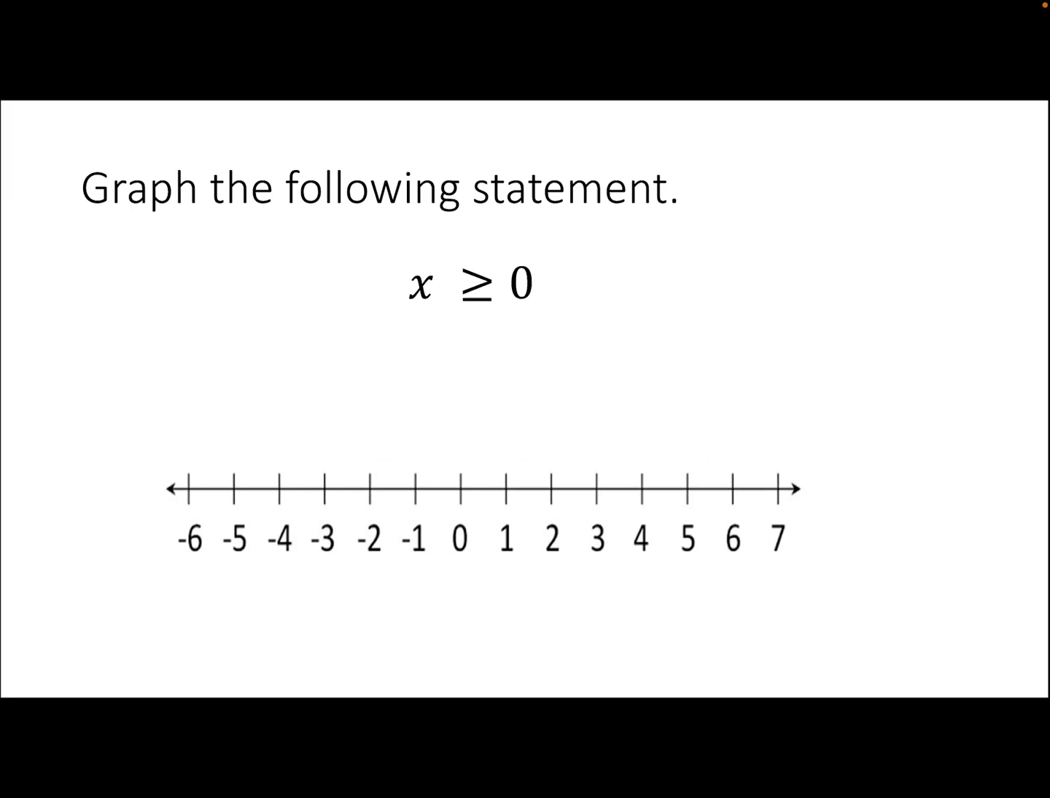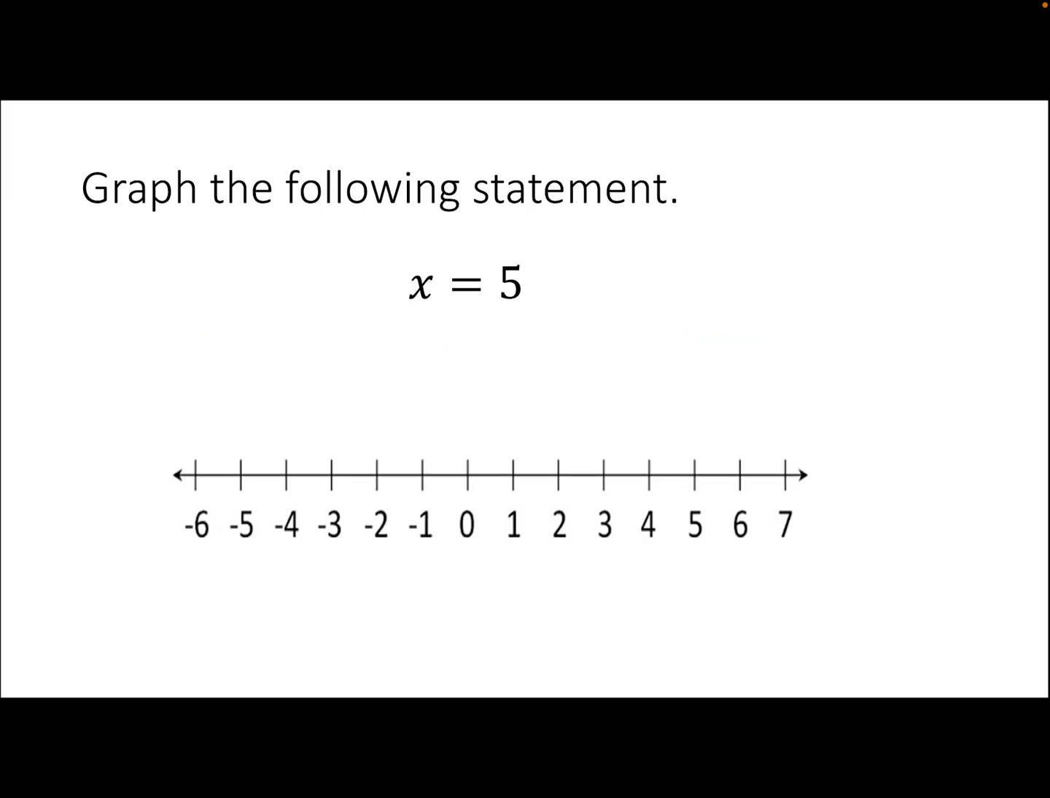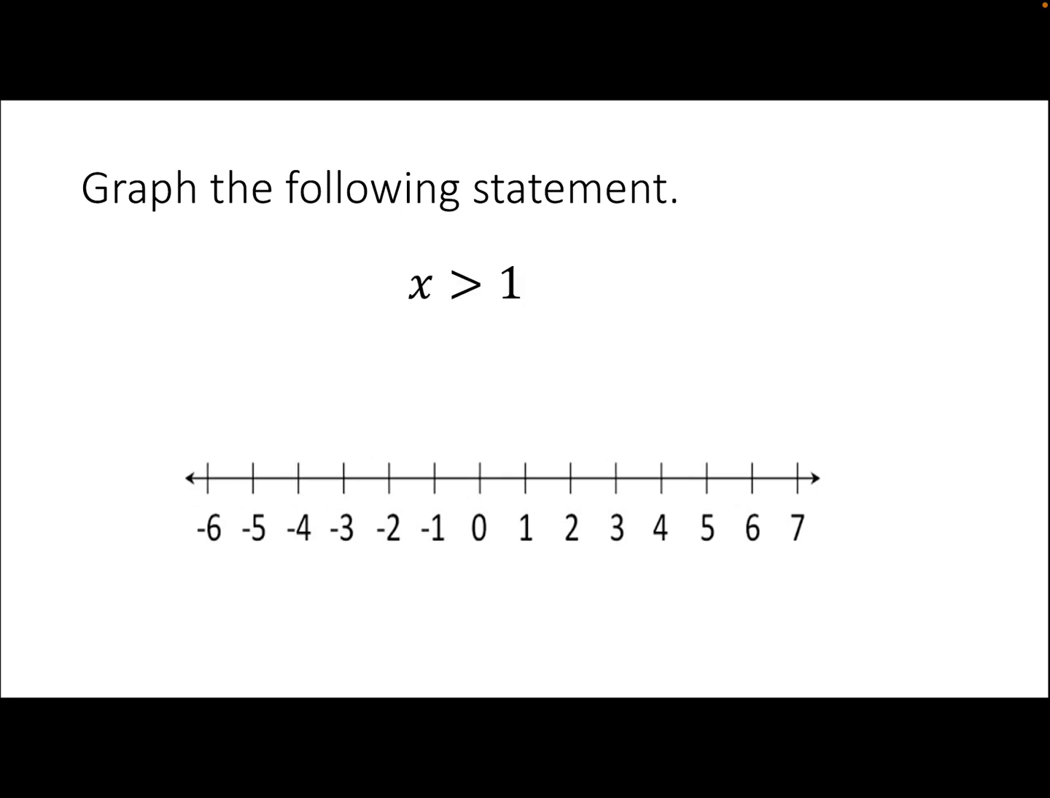X is greater than or equal to 0. Open dot or closed dot? This will have a closed dot because it includes the number 0 and it has this line underneath to tell me it's equal to 0. And our arrow will go to the right. For x equals 5, again we close the dot and put a dot at 5. X is greater than 1. If we graph this then, for x is greater than 1, there's no line, so we're going to have an open circle and an arrow to the right.